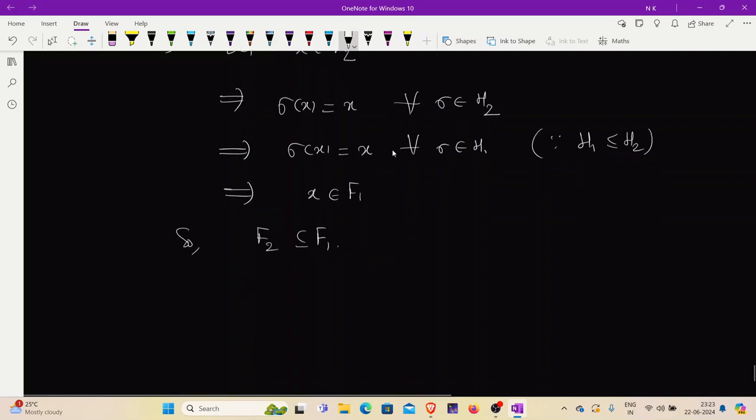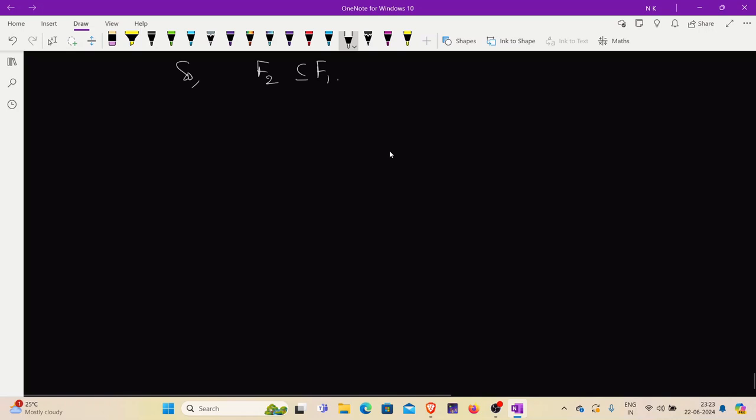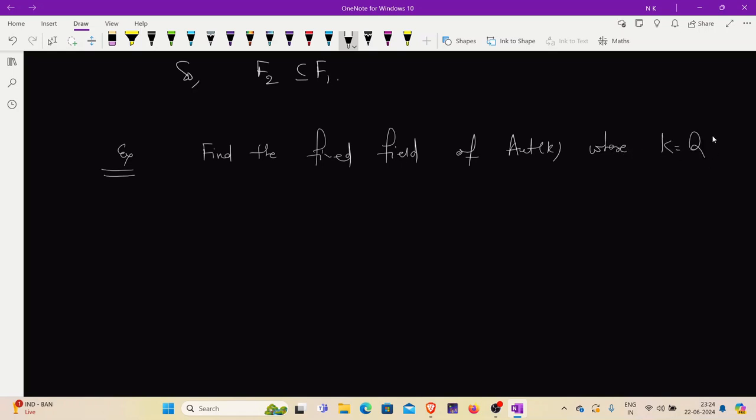Now we will find the fixed field of some fields. So let me take one example. The example is this: find the fixed field of Aut of K, where K equals Q adjoin root 2, right? As we have discussed in the previous lecture as well, which you can find in my videos on YouTube.